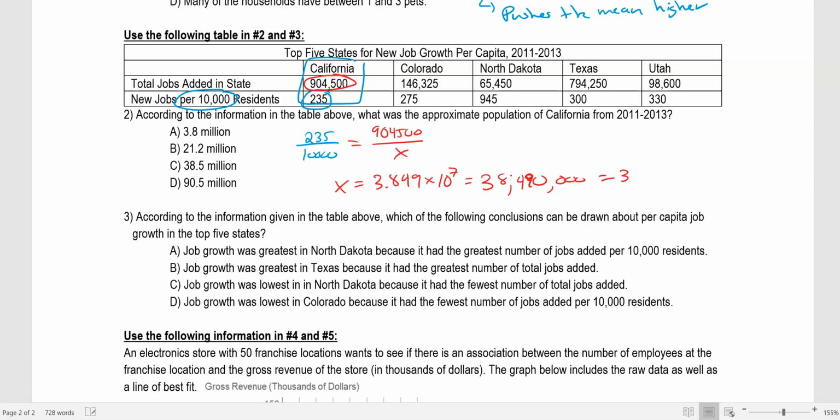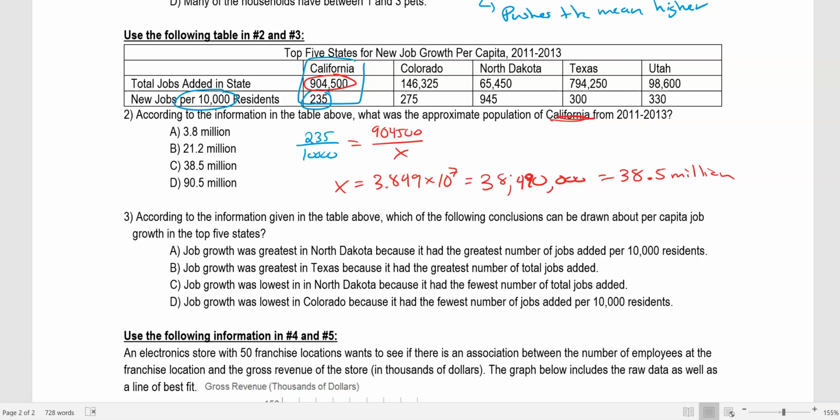So that would be 38.5 million. Okay. So you had to use that table and just use the column with the California in it because it says specifically California, right? And we know we have this kind of ratio we can set up where in California, there's 235 jobs per every 10,000 residents. So that's my 235 over 10,000.